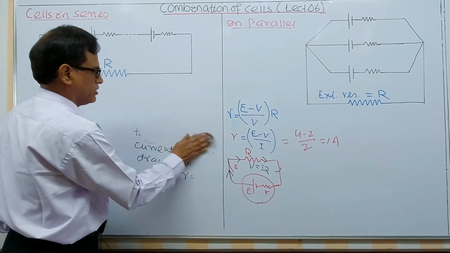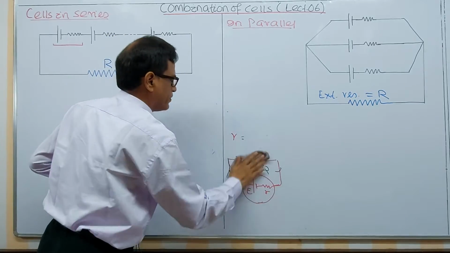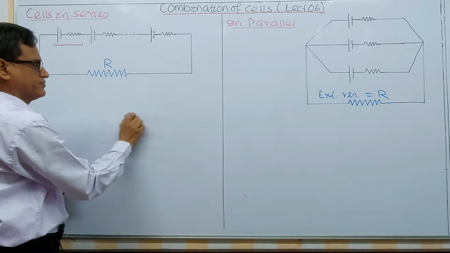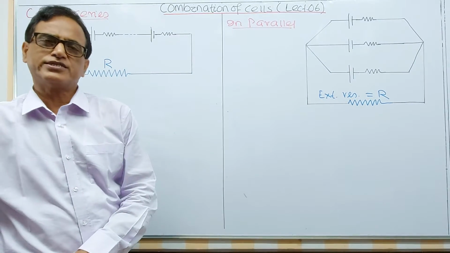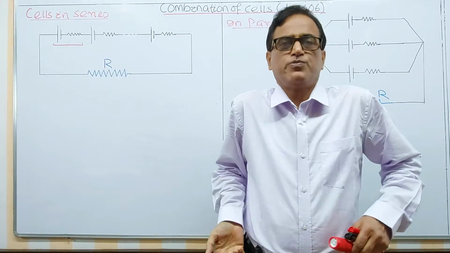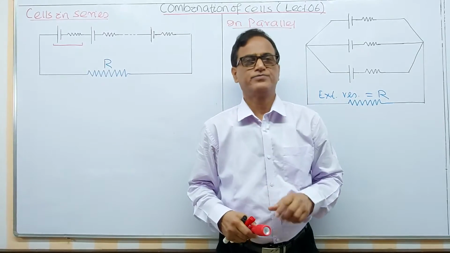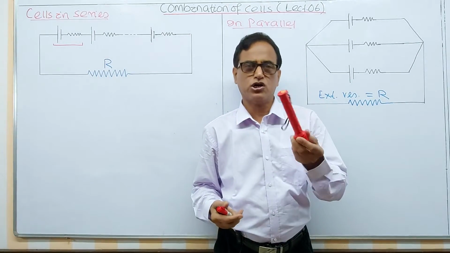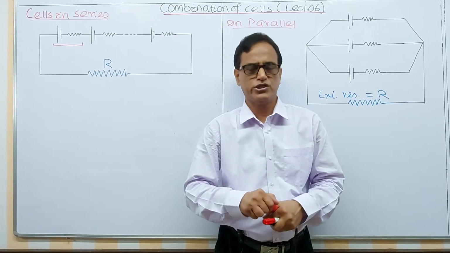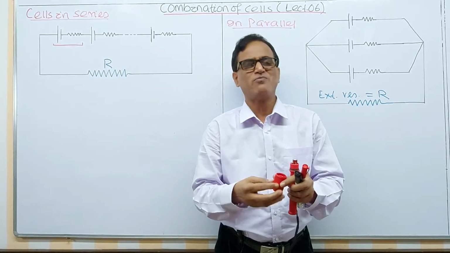Now we will consider the series and parallel combinations of cells. Generally the question arises, which combinations do you use for common purposes? In your mobile you have a single battery. As I have shown you in the torch, we have a number of batteries. It may be 1, 2 or 3. Now here the torch is not a parallel combination.